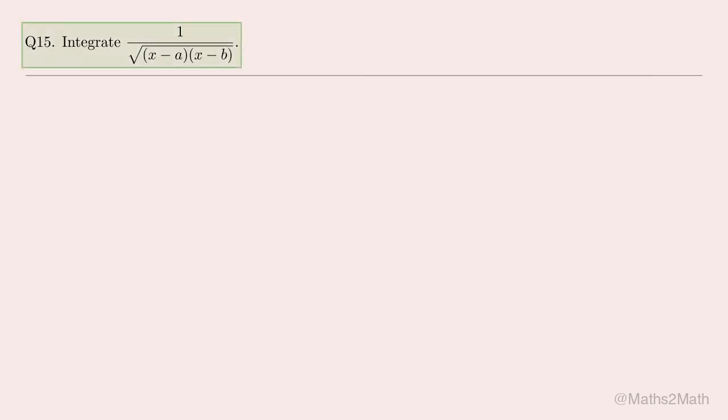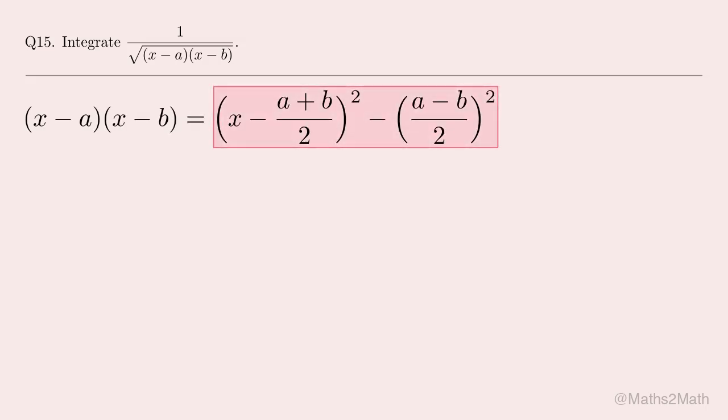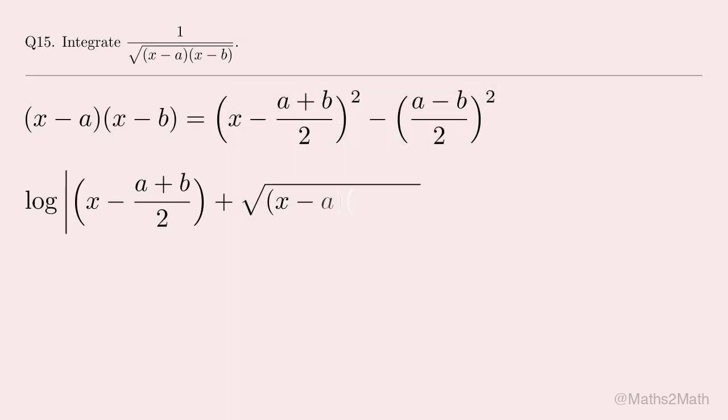Question 15. The general two-root product. Complete around the average of a and b. The product completes to the shifted square minus the half difference squared. The log form in the shifted variable.